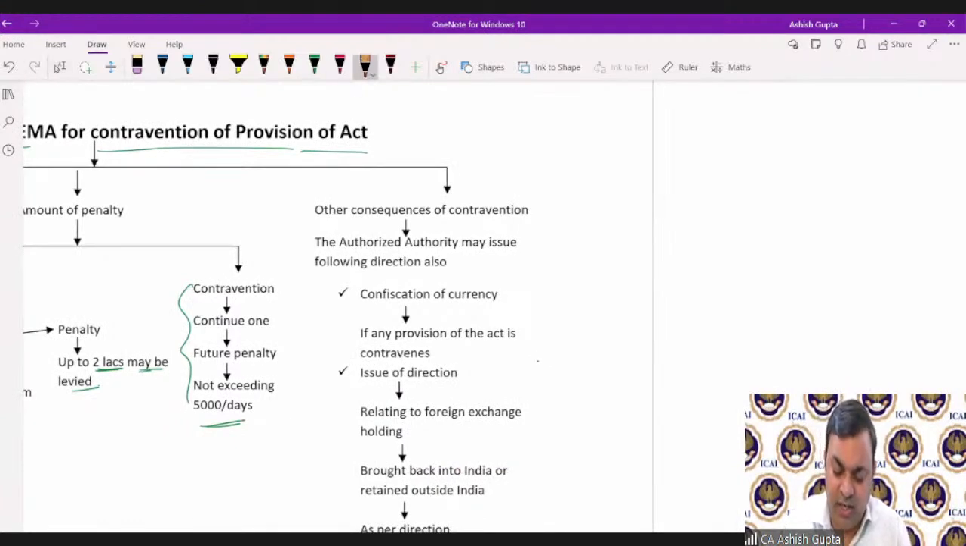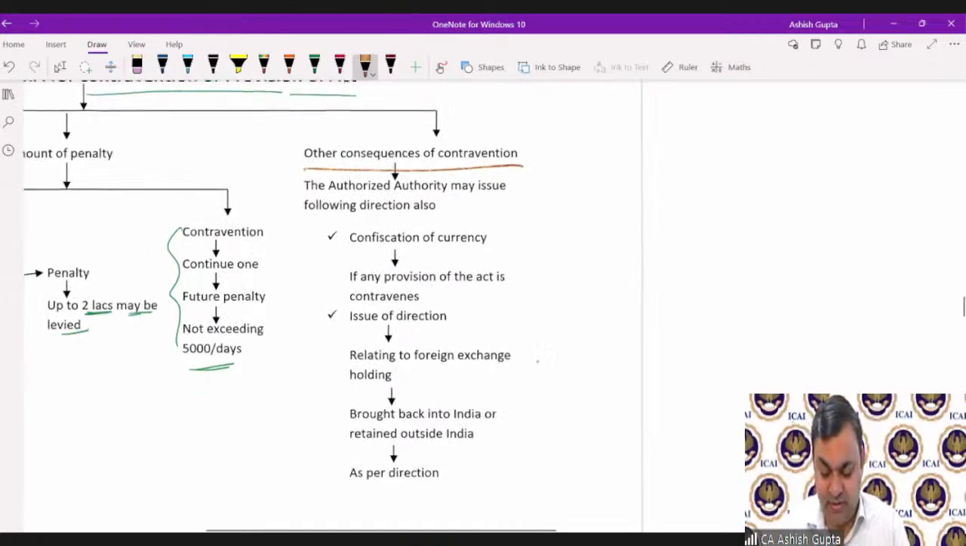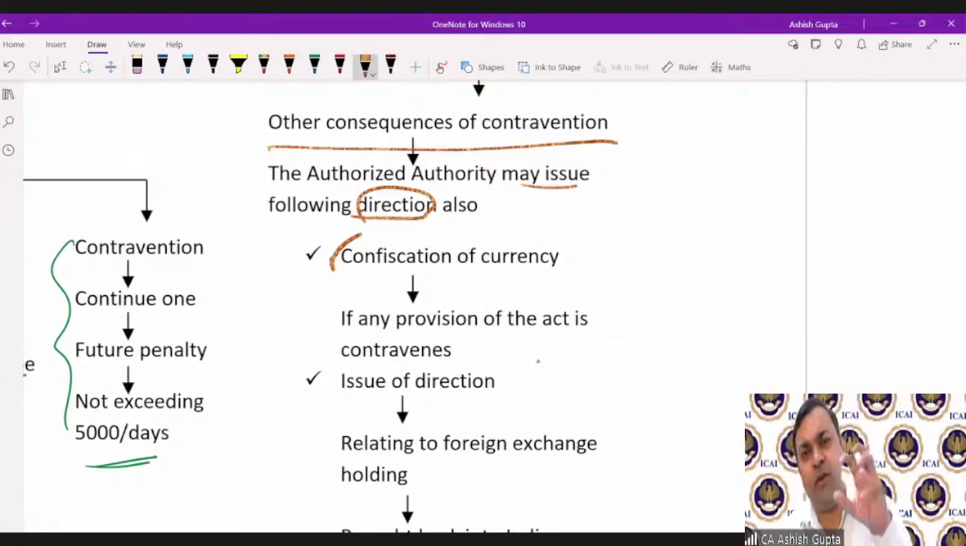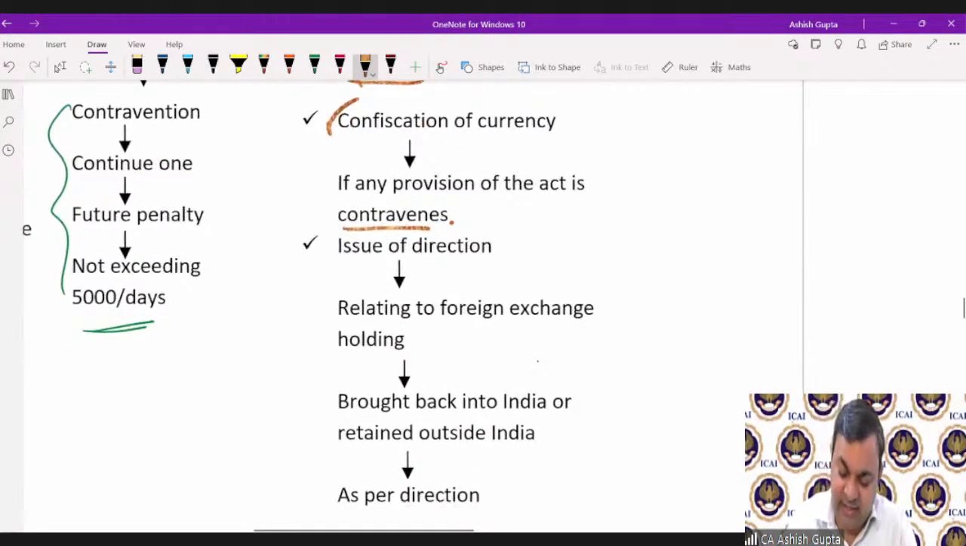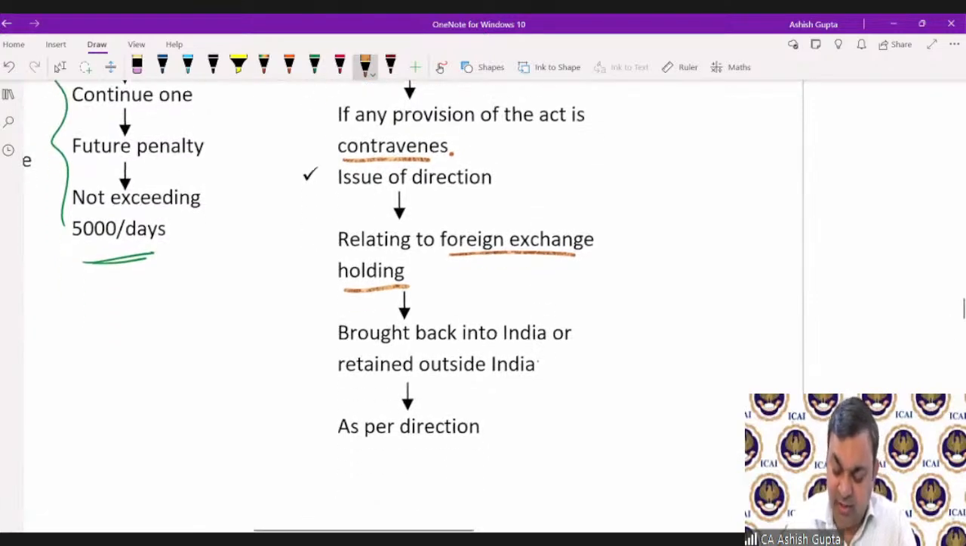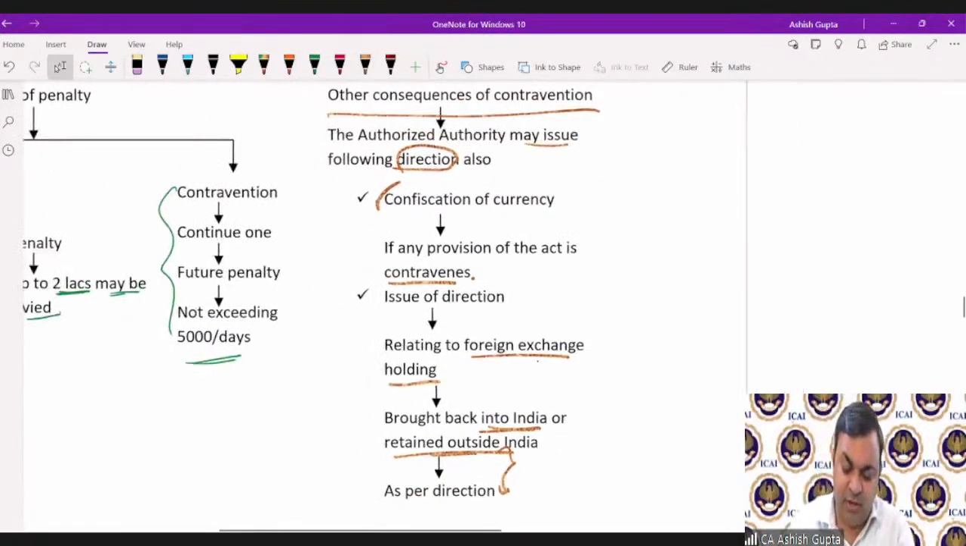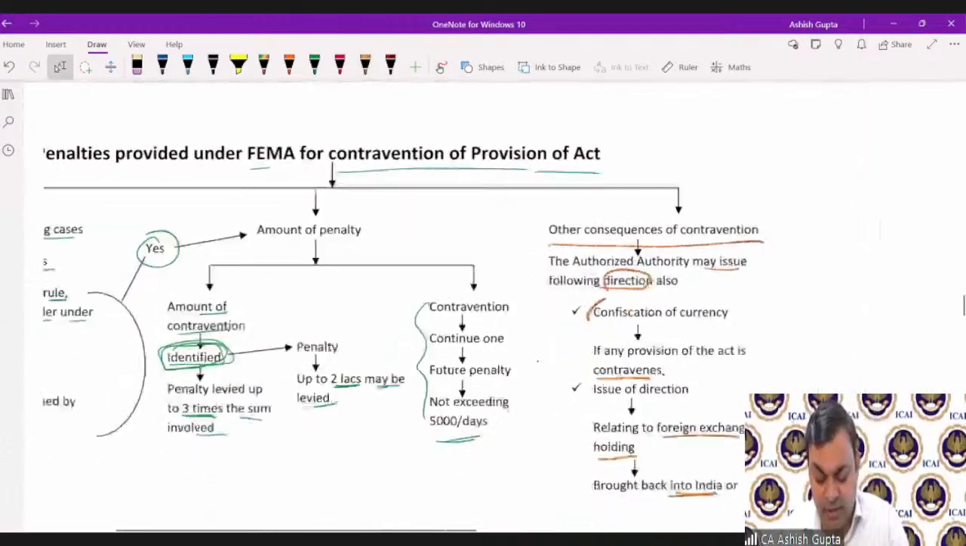Now, what are the other consequences of contravention? This is the penalty part. The authorized authority may also issue the following directions. First is confiscation of currency. Whatever currency you are holding, we will confiscate, जब्त कर लेंगे हम वो currency आपकी. If any provision of the Act is contravened, or directions are given relating to foreign exchange holding, you need to repatriate that amount to India and retain it outside India as per the directions issued by the authority, right? So this is the point of contravention with respect to the penalty part.